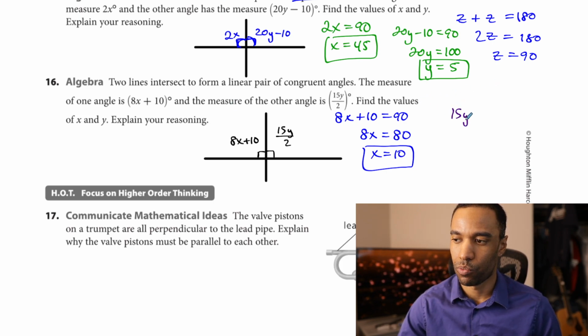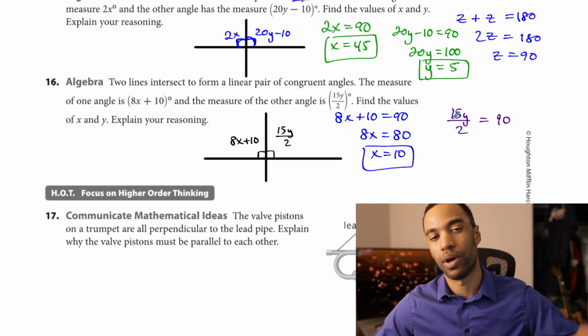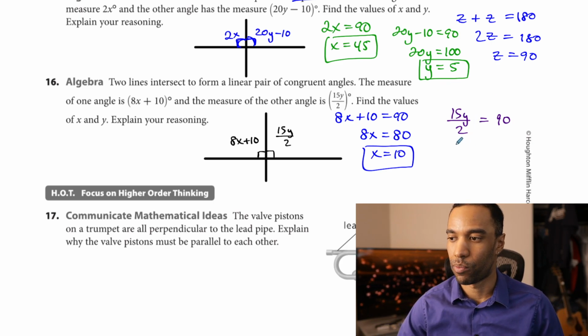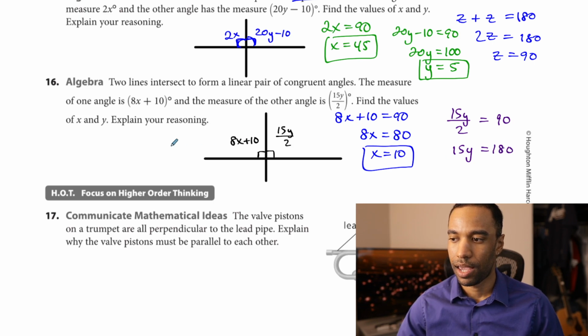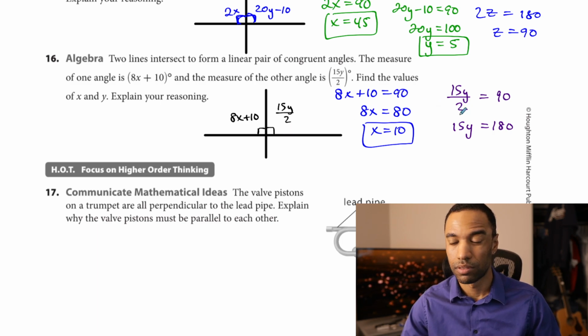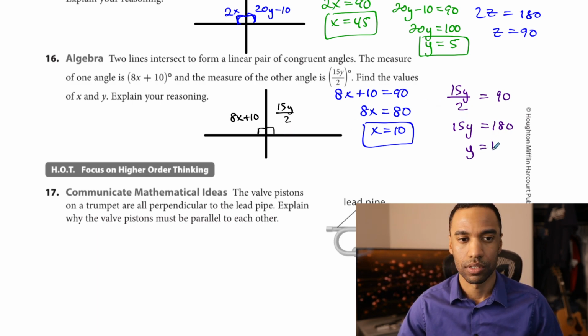The other one, 15y divided by 2 equals 90. I've got to multiply both sides by 2. I'm dividing by 2 to get 90, so I've got to multiply by 2 to figure out what it is. 90 times 2 is 180. And 180 divided by 15 is 12. So you get y equals 12.